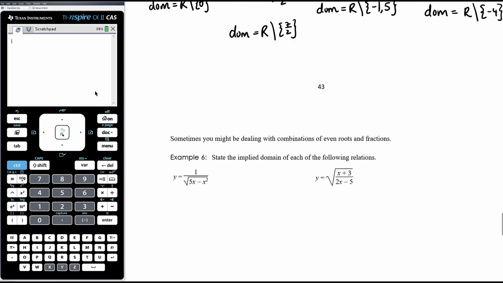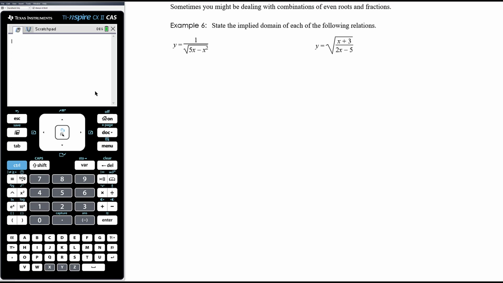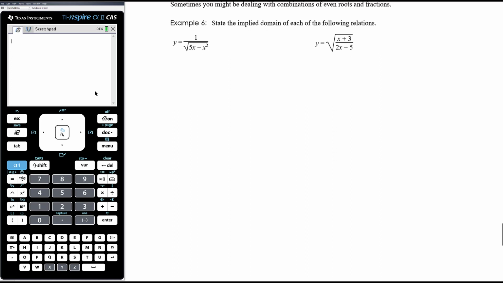Okay, and then finally, I know this has been a long one, sometimes we might have combinations of even roots, so square roots or fourth roots or sixth roots, and fractions. So we need to consider both of those restrictions. So in this first example, where we have 1 over the square root of 5x minus x squared, we know that that whole denominator can't equal 0. So we know that the square root of 5x minus x squared cannot be equal to 0. We also know from the square root that 5x minus x squared has to be bigger than or equal to 0. So both of those things have to be true.